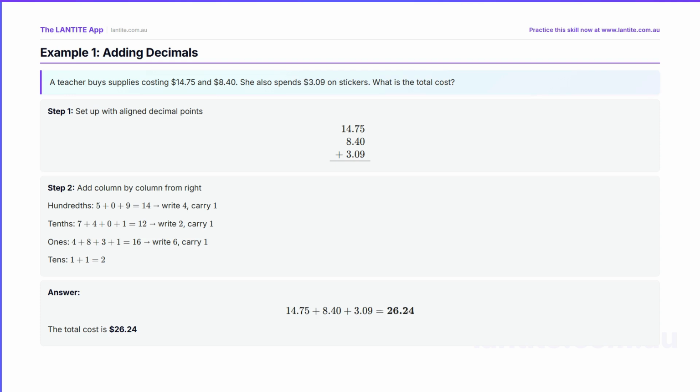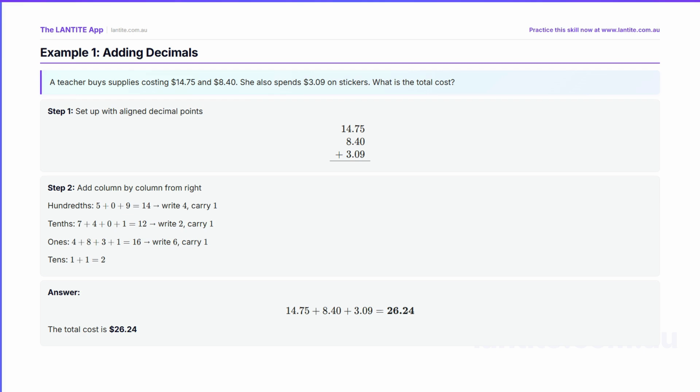Let's work through a word problem. A teacher buys supplies costing $14.75, $8.40, and $3.09 for stickers. We need to find the total. First, set up the numbers vertically with decimal points aligned. Now, add from right to left.